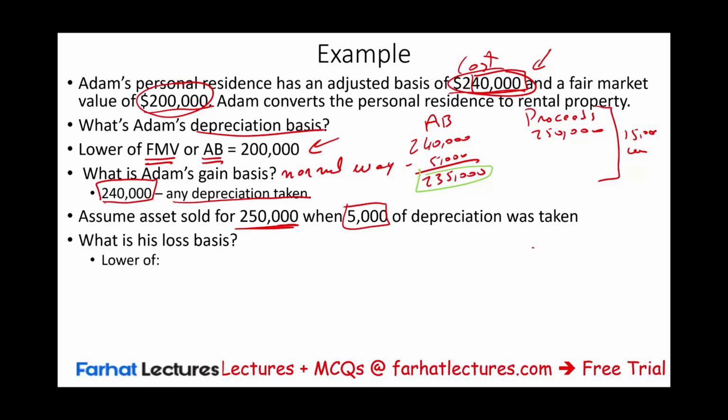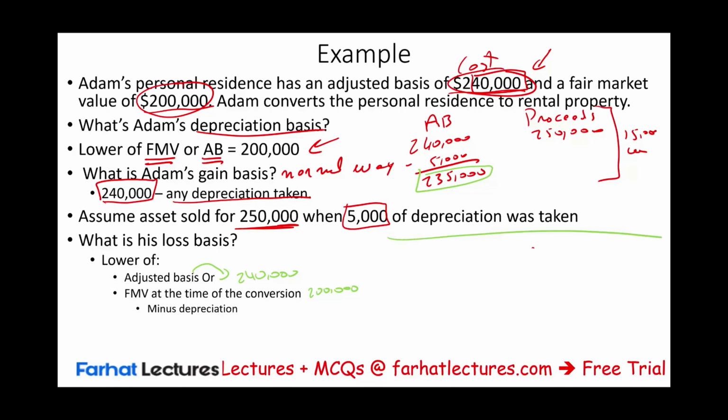Now, what is Adam's basis in case this property was sold at a loss? What is the rule? Under a loss, we would look at the lower of adjusted basis or fair market value minus any depreciation. Again, what's the adjusted basis of this property? The adjusted basis is 240. The fair market value at the time of the conversion is 200,000, minus any depreciation. Therefore, for a loss, we're going to take the 200,000 minus 5,000, because we sold it at 190.